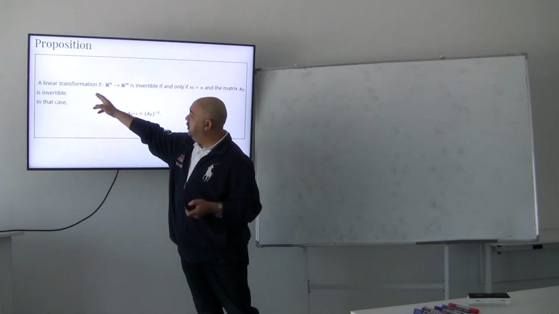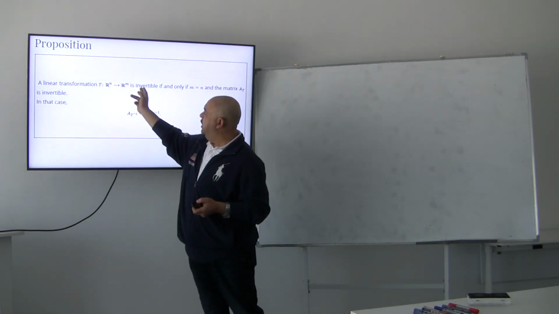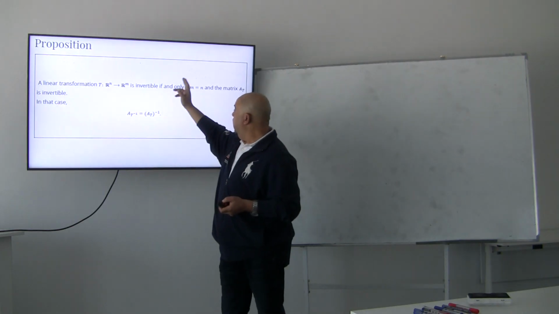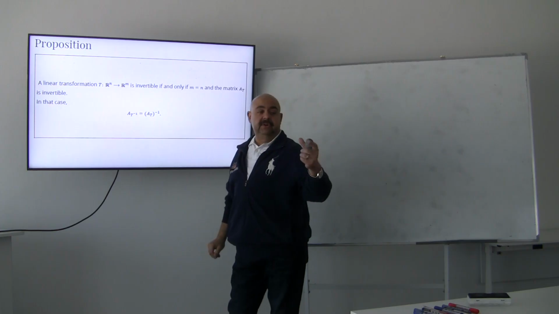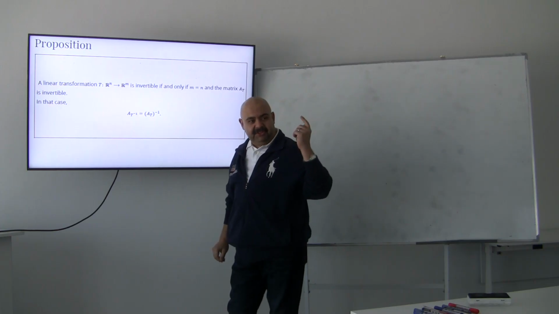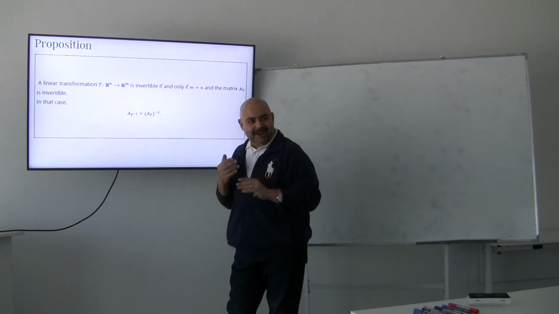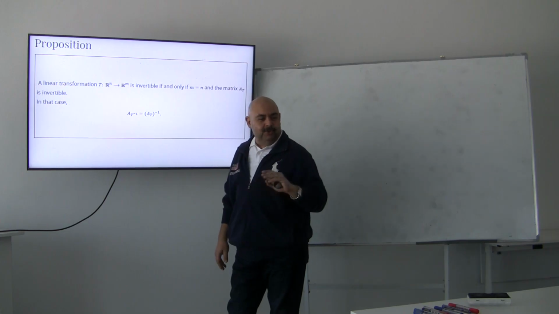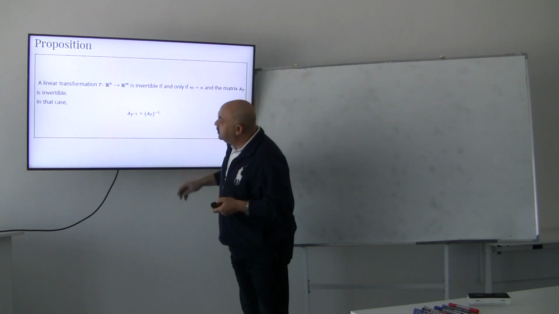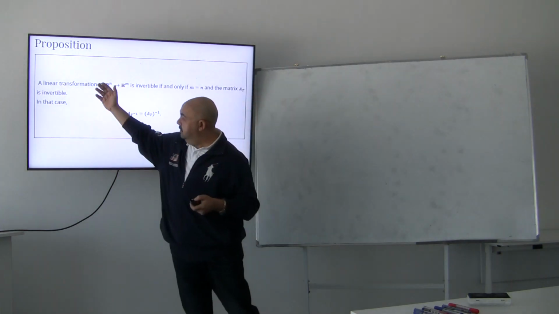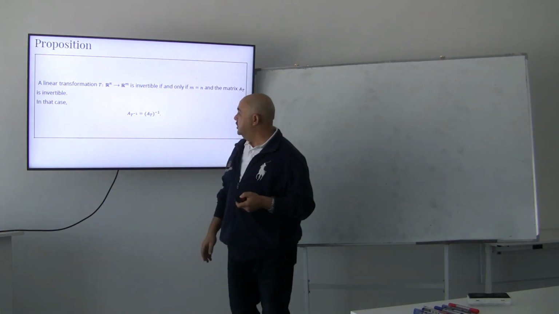Here it is stating that a linear transformation from Rn to Rm is invertible if and only if n equals m. And if you remember the last problem in the previous exercise, we couldn't get an inverse transform because it was not a square matrix. Do you remember? Yes. Okay. And the matrix A_T is invertible. And this is the case as I told you about.